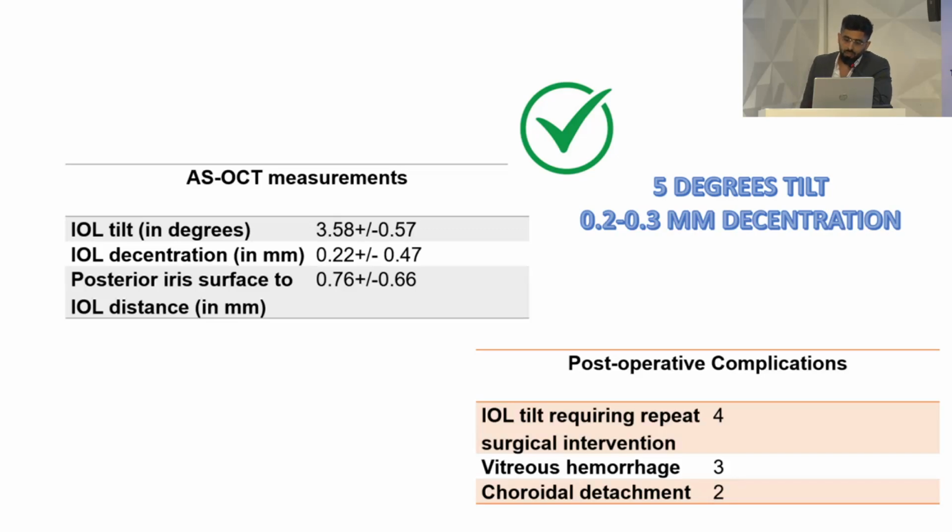And when coming on to the postoperative complications, about 4 patients had an IOL tilt immediately during the postoperative period and they required a repeat surgical intervention. 3 patients had vitreous hemorrhage which resolved within a period of 1 month. And 2 patients had choroidal detachment which again resolved within 2 weeks with the use of oral steroids.